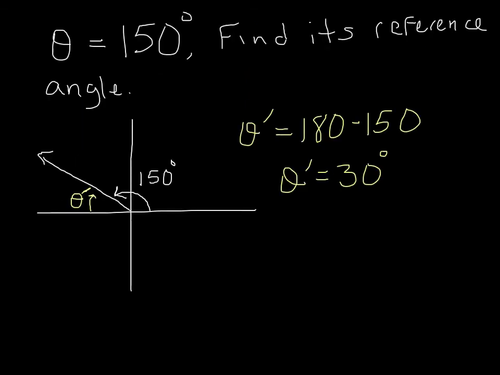Examples. Okay. So I have theta is 150 degrees and we want to find its reference angle. So the first thing I do is I plot the 150. The closest x-axis to that 150 is the 180. So I'm looking at the difference between the 150 and the 180. So our theta prime, our reference angle, ends up being 30 degrees. So in the second quadrant, I just have to subtract my angle from 180, and that gives me its reference angle.